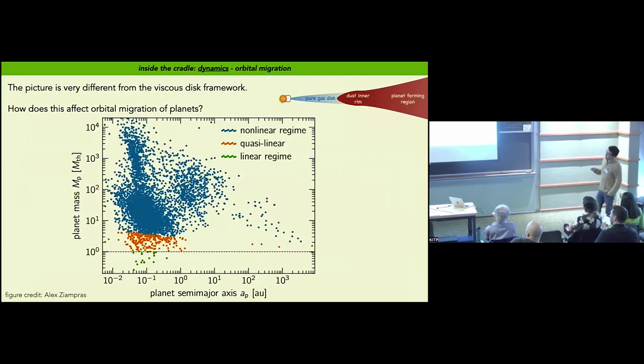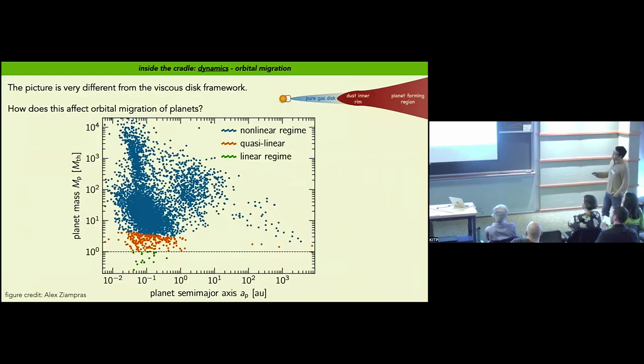So what this plot is showing on the y-axis is so-called thermal mass. Don't worry too much about the term, but what it tells you is whether the planet would open a gap in the disk or not. Okay, so if it's beyond 1, things become nonlinear, and it's going to start to open a gap. And if it's 10, 100, 1,000, the gap will be wide and deep, right?